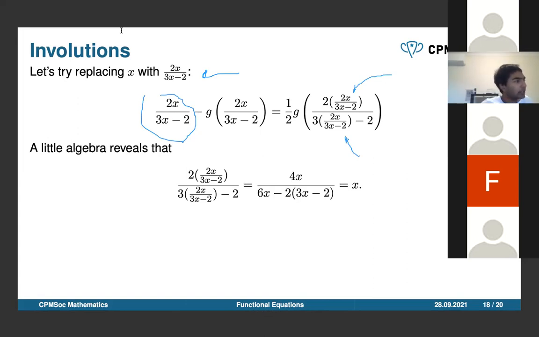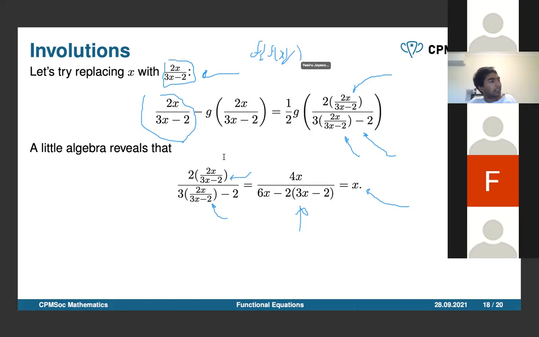Now doing some algebra here, this expression inside the right hand side simplifies quite nicely. We multiply numerator and denominator by 3x minus 2, we get this over here, and in fact it simplifies all the way down to just x. So it turns out this function 2x over 3x minus 2 is an involution, because if you apply it twice, you get back x.